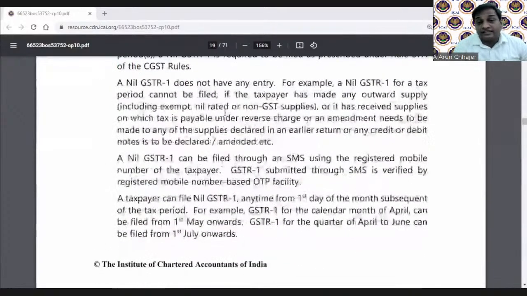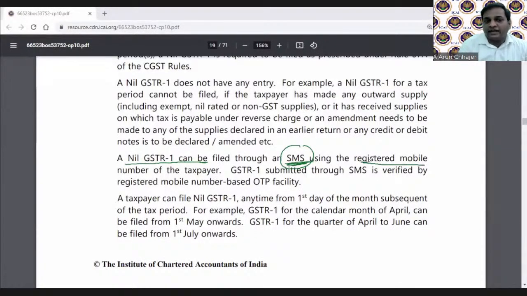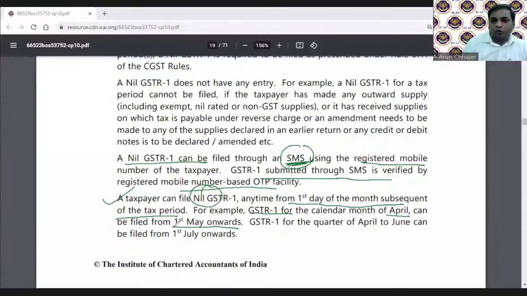Nil GSTR1 is the facility which can be furnished through SMS also. If the question is being asked, you must mention that nil GSTR1 can be filed through SMS also using the registered mobile number. GSTR1 submitted through SMS is verified by the mobile number based OTP facility. A taxpayer can file the nil GSTR1 anytime from the first day of the month subsequent to the tax period. For example, GSTR1 for April month can be filed from 1st May onward.